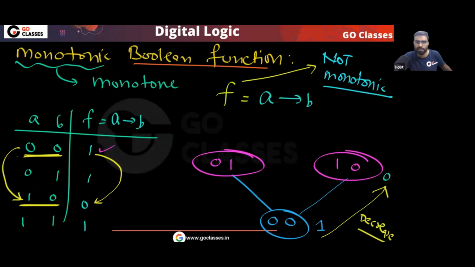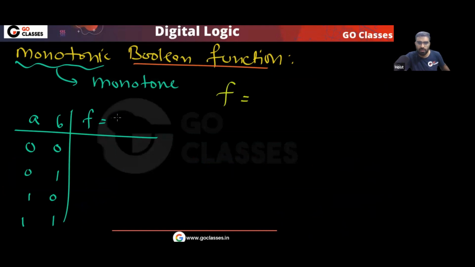Understood? Did you understand this? So this function is not monotonic. What about exclusive OR? What about A XOR B? This is the truth table. What should be the answer for this?